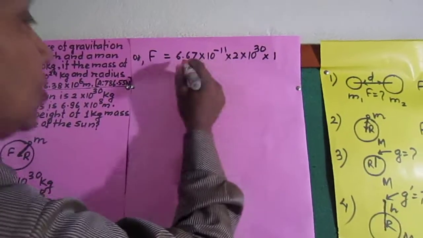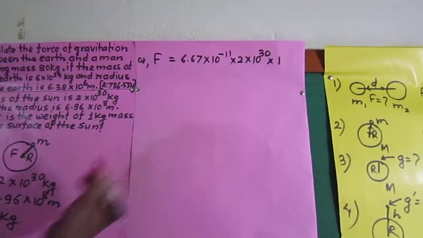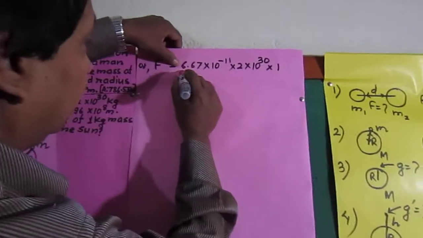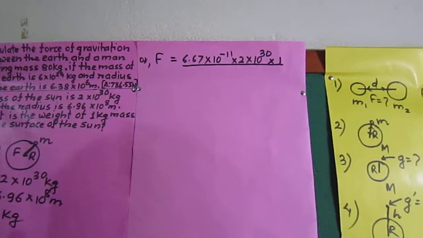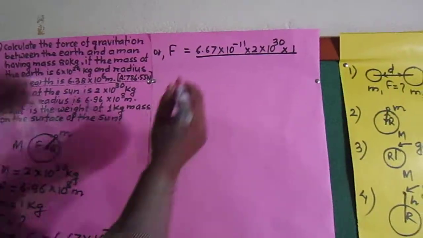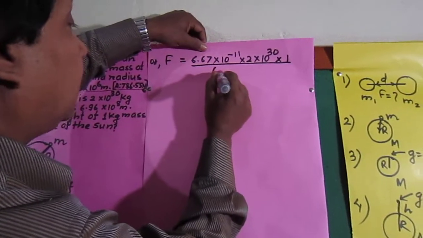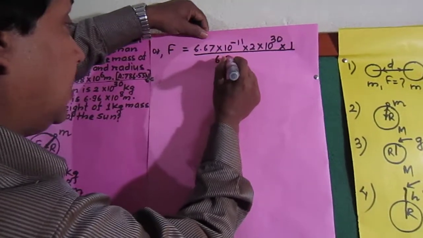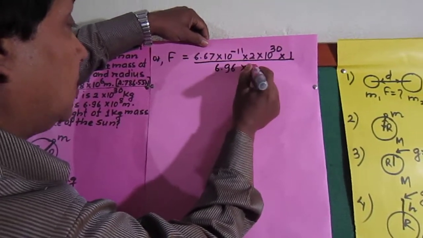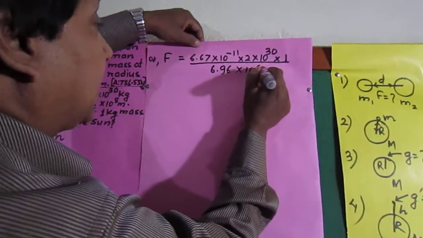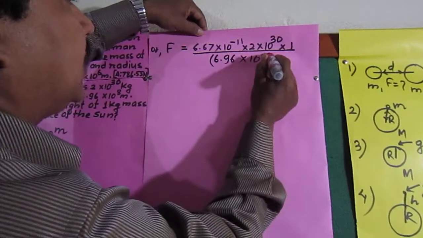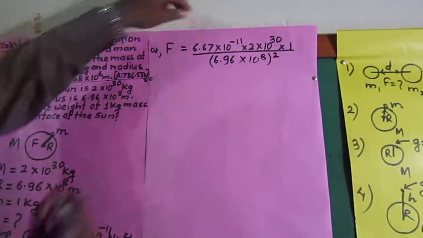We are not taking units in the process. Okay, now this is divided by R square. R is 6.96 into 10 to the power 8 meter. That's why 6.96 into 10 to the power 8 whole square.